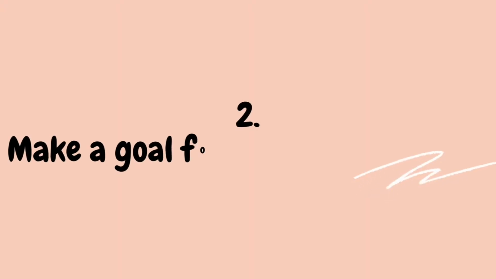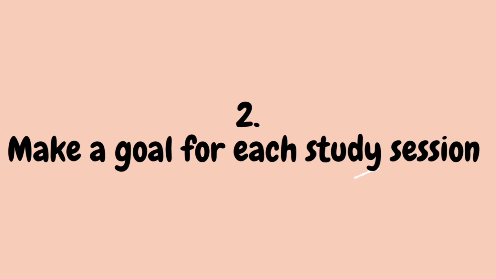Number 2 is to make a goal for each study session. After making your timetable, you say, okay, today's Monday, I'm studying anatomy, head and neck. I'm using Kenhub videos and Netter's textbook, and I'm going to try and know all the arteries, the branches, how they form together, things like that. Or I'm just going to study the arteries, the veins, and the nerves.